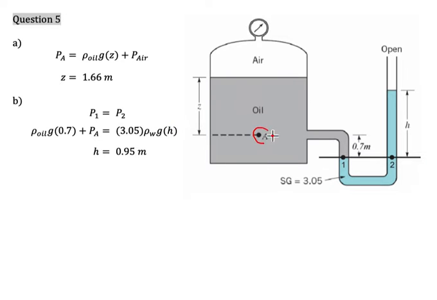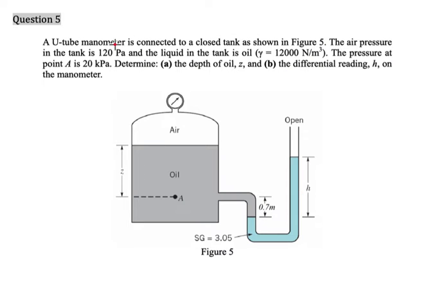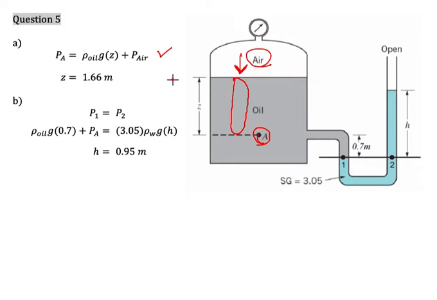So we have a point A here. The pressure at point A actually consists of the pressure of this height plus the pressure given from the air. So we could write this equation: rho g Z plus pressure of air. From the question, we know the pressure of air is given as 120 Pascal. And then we could solve the calculation. So the Z here is equal to 1.66 meters.